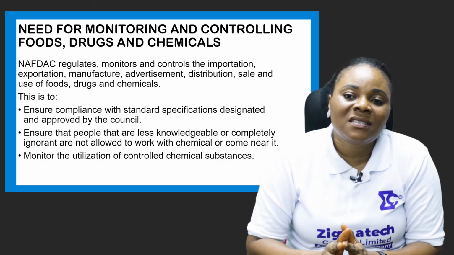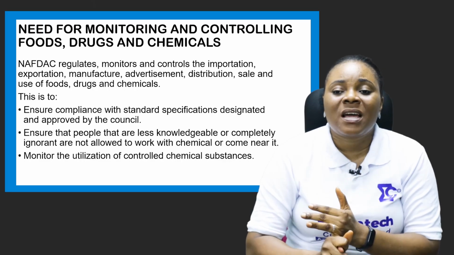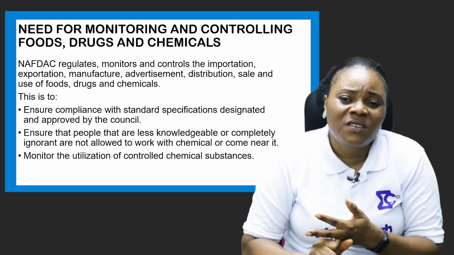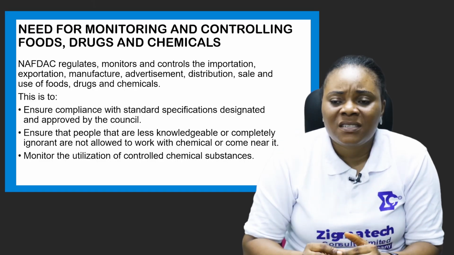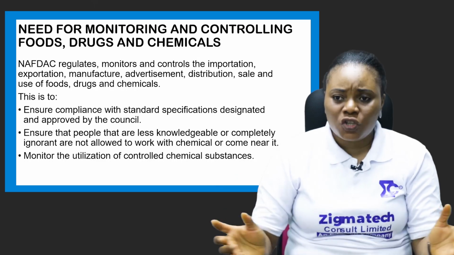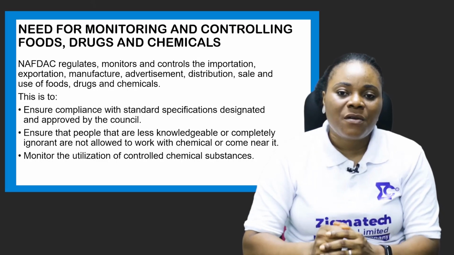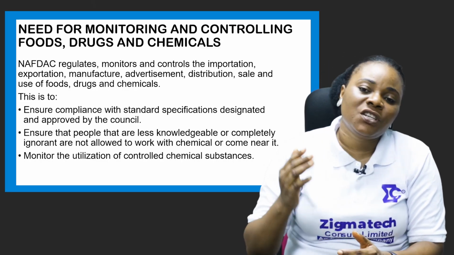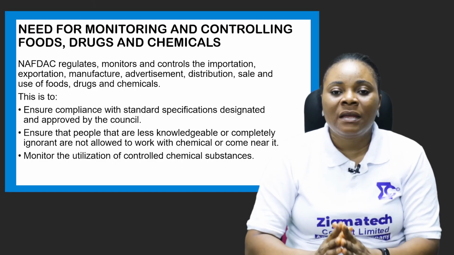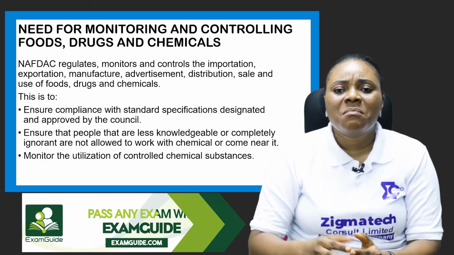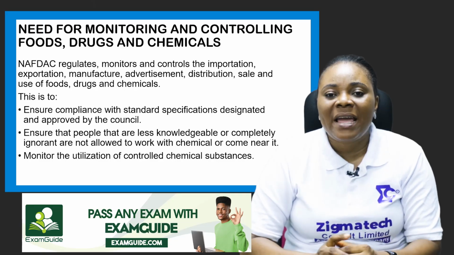So the main reason why the importation of these food, drugs, and chemicals is important, the exportation of it is important, the manufacturing of it, the creation of awareness about the existence of the chemical, the distribution, the sale, and the use of these food, drugs, and chemicals is very important. And it is the duty of NAFDAC to make sure that these are in place. So let's look at the major need for monitoring and controlling food, drugs, and chemicals by NAFDAC.